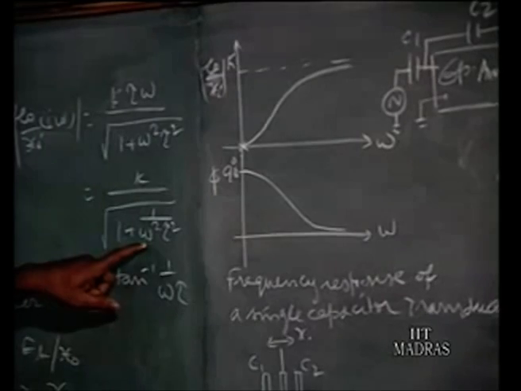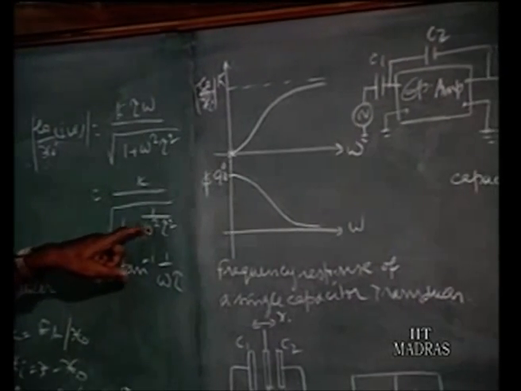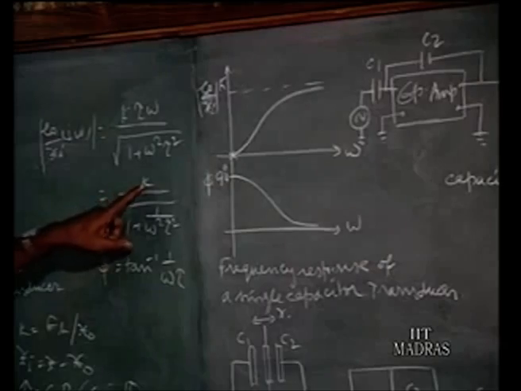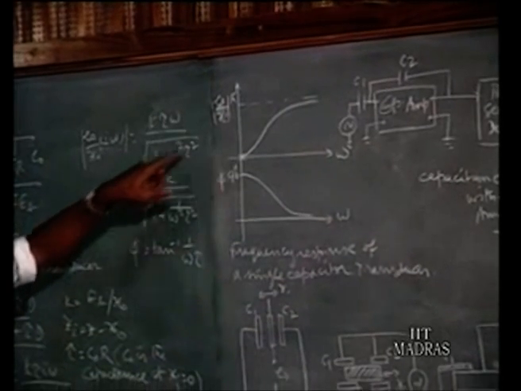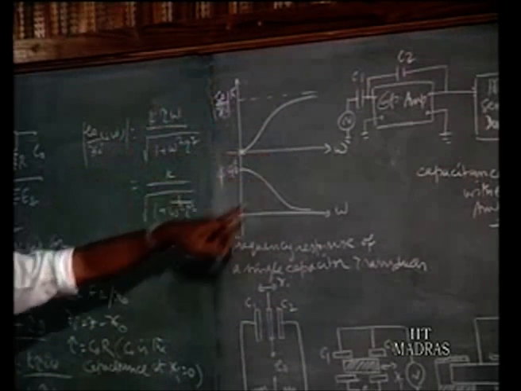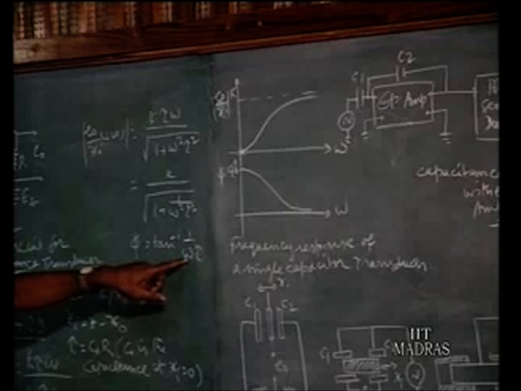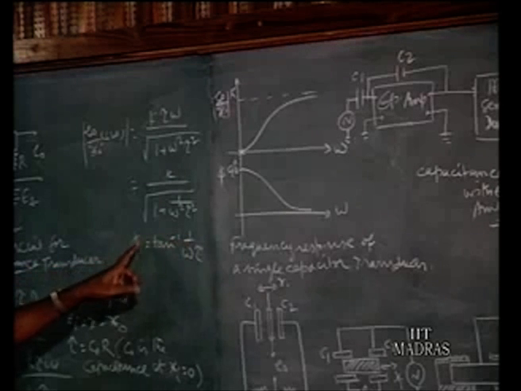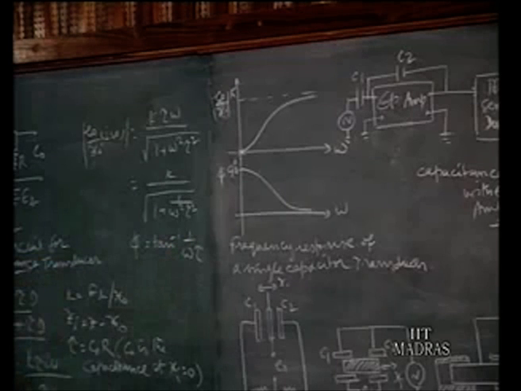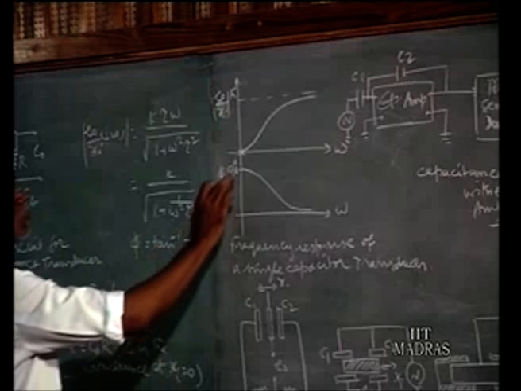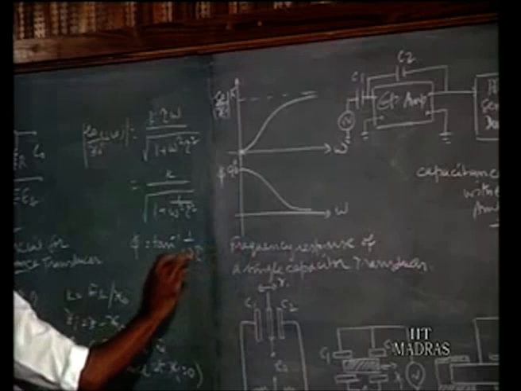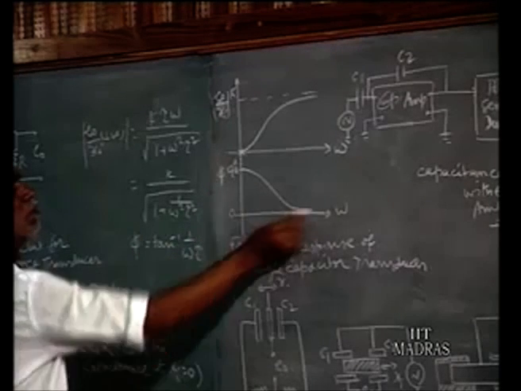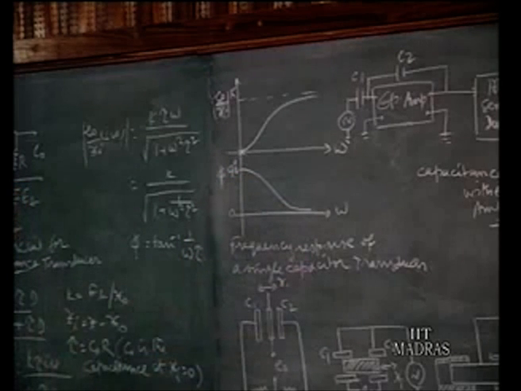Suppose omega is infinity, then this term will become 0. Then you will find EO by xi will be the same as k. That is how, when omega becomes infinity, the curve approaches the value of k. That is how the magnitude EO varies with reference to omega. Similarly, the phase: when omega is 0, phi will be minus pi by 2, since tan 90 is infinity. When omega is equal to infinity, this will be 0, then tan 0 becomes 0. So that is how the angle is varying.